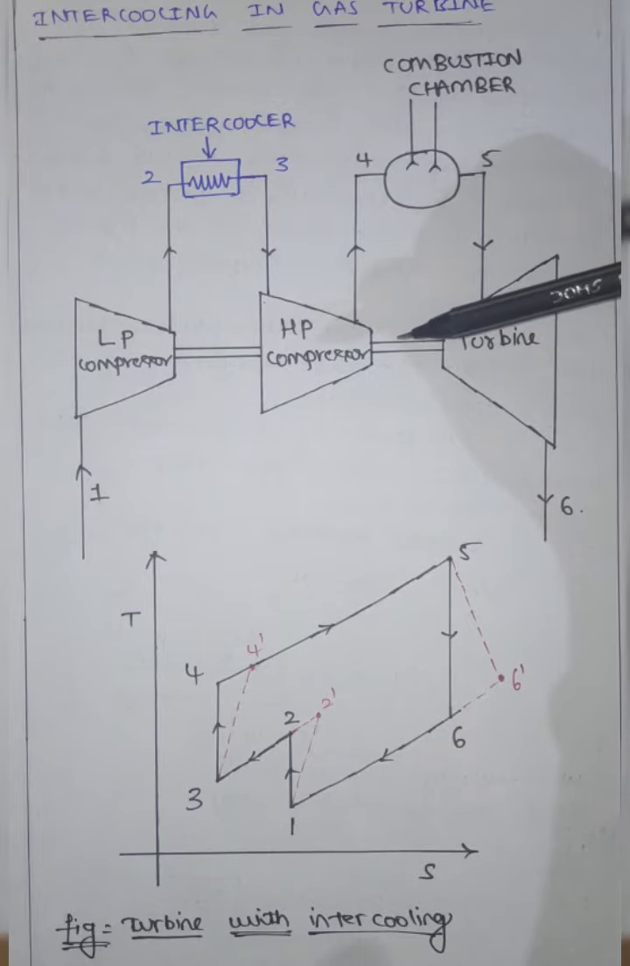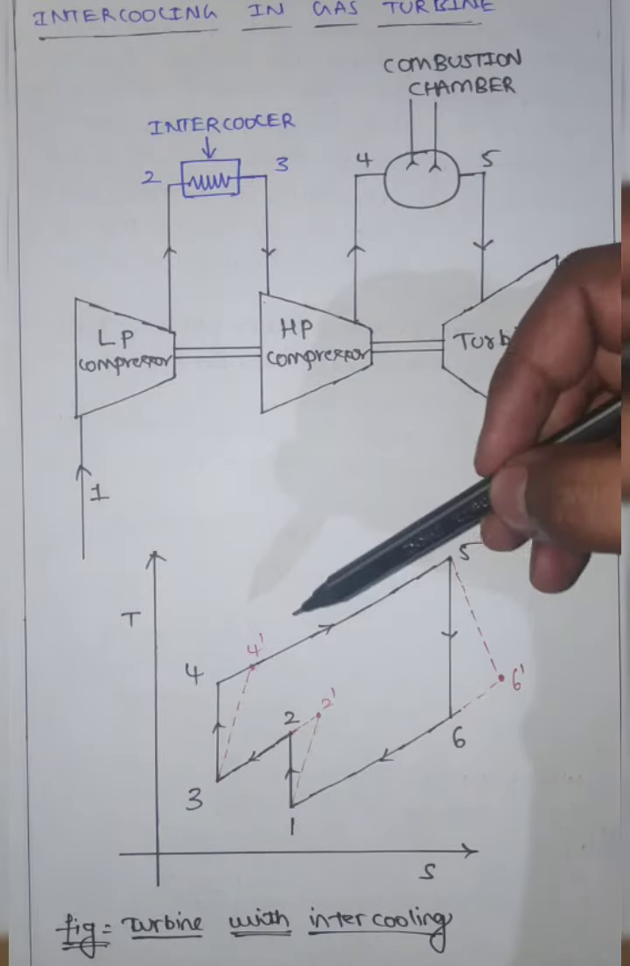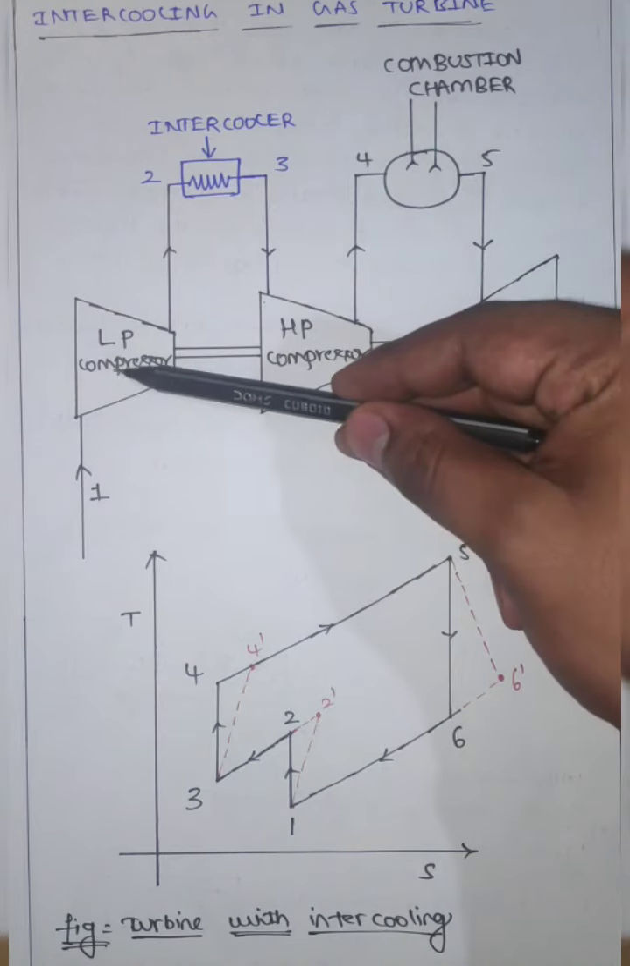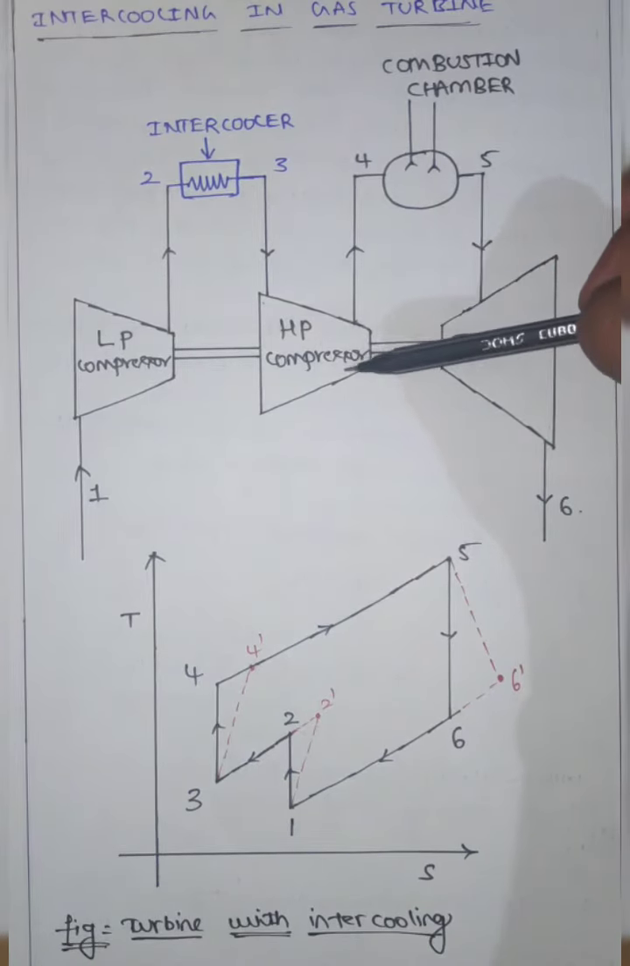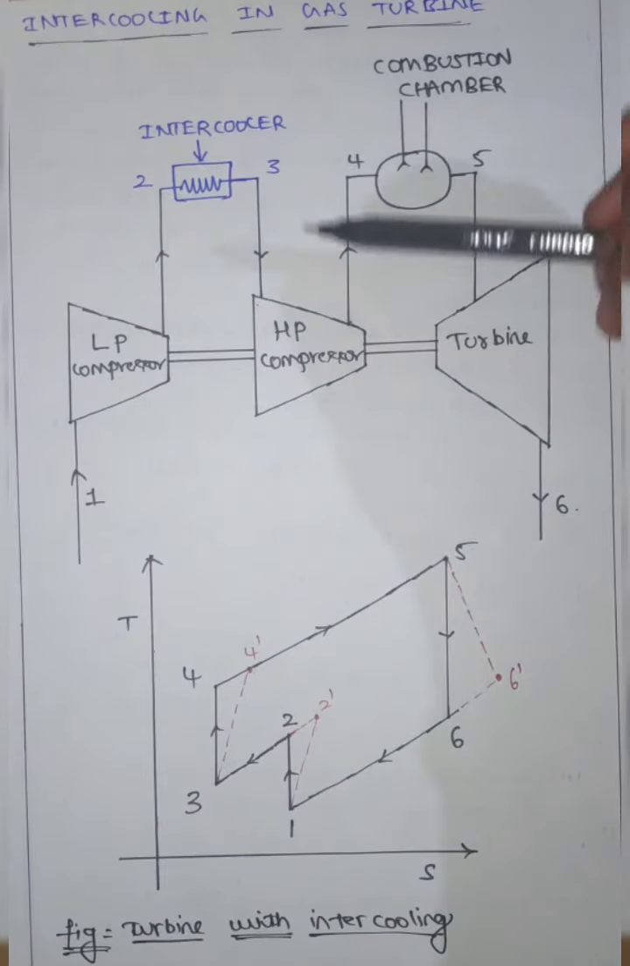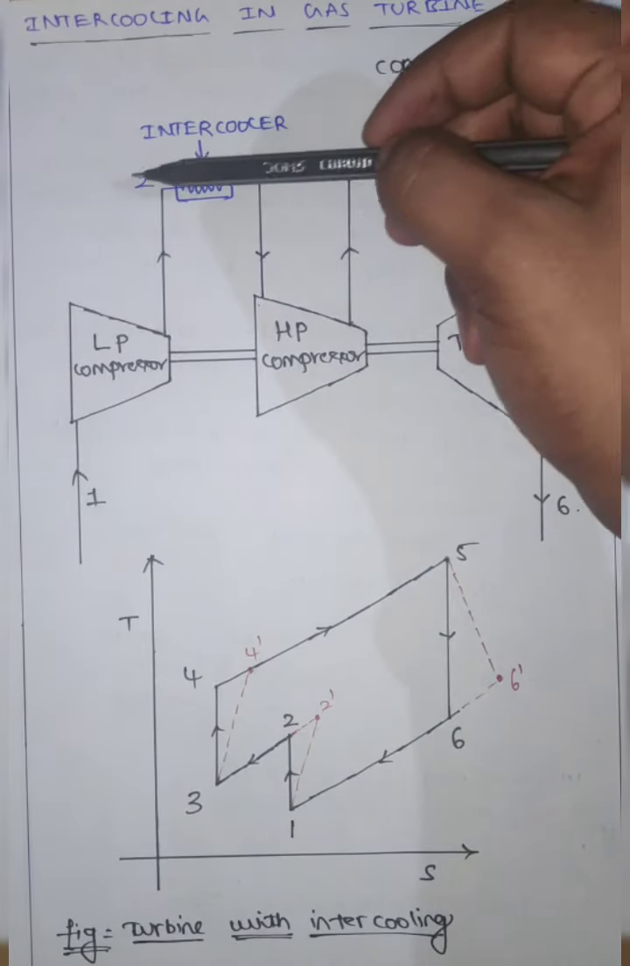That means you are compressing the gas from 1 to 2 in two stages by using a low pressure compressor as well as a high pressure compressor. So between these two, you are adding an intercooler that functions from 2 to 3.